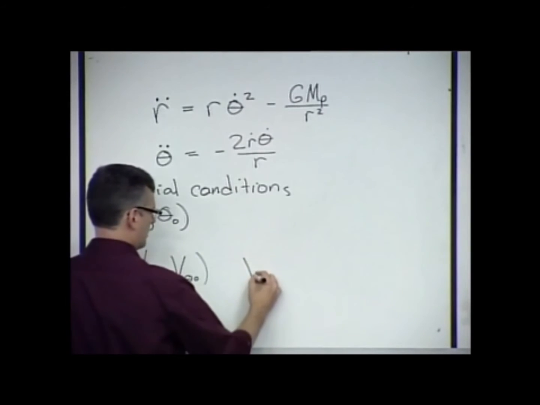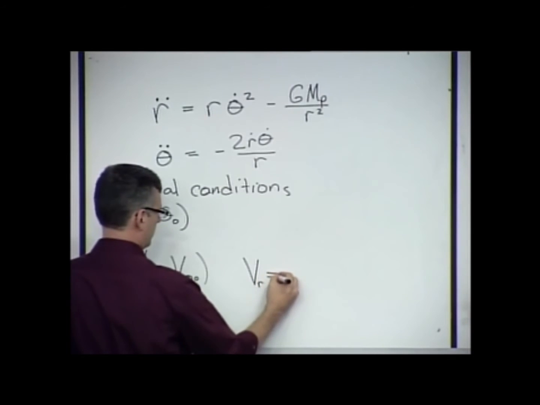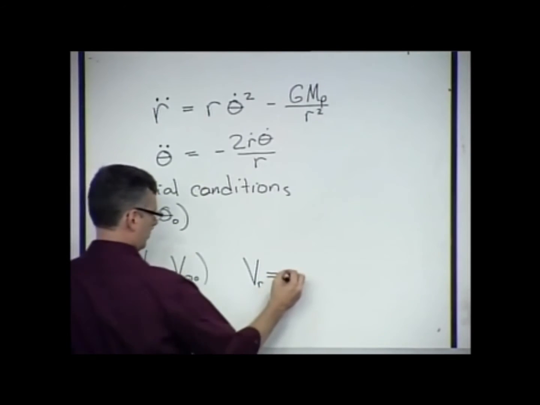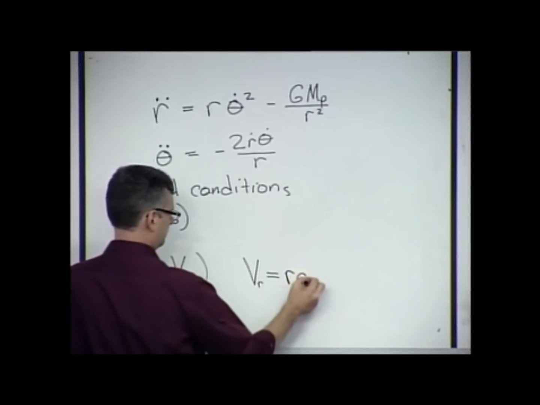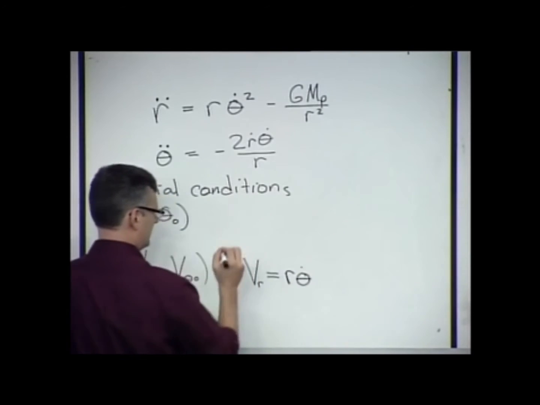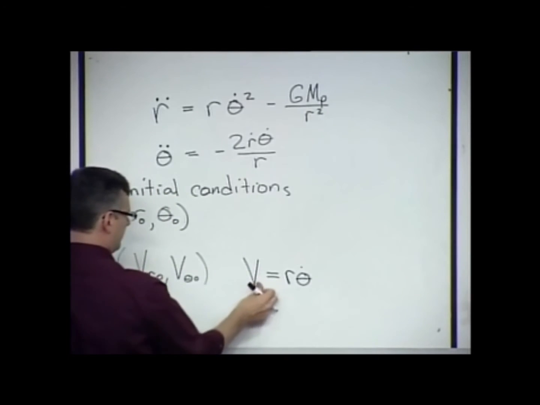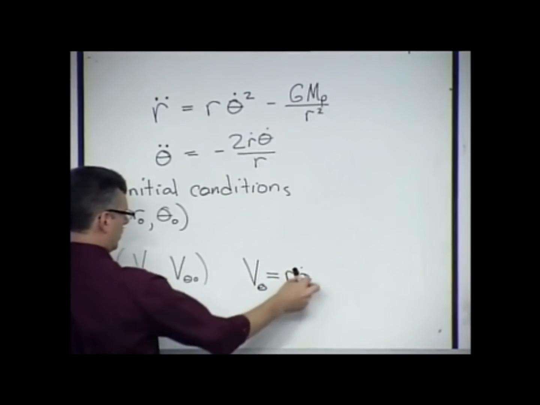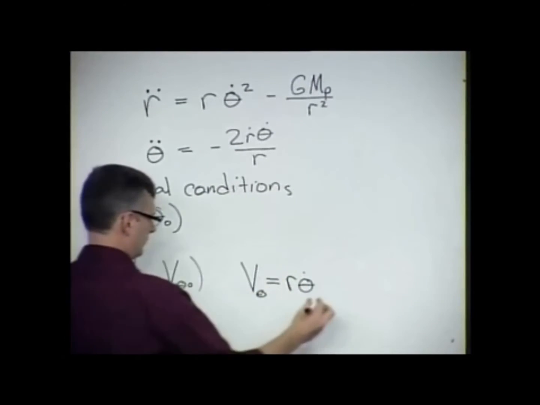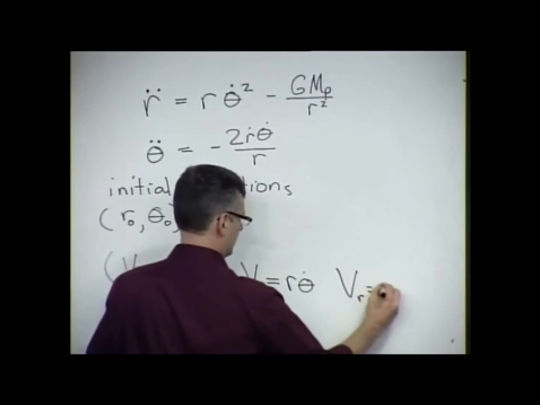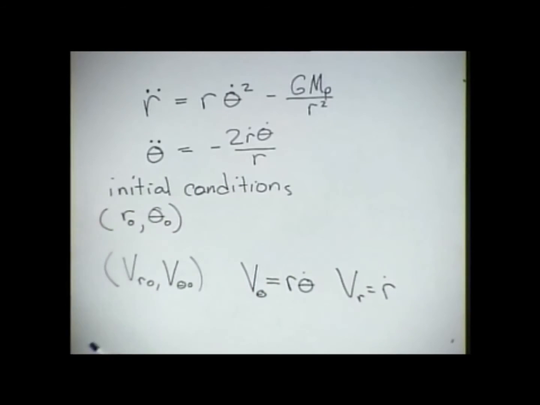And of course, we could also say Vr is equal to r times theta dot. Oh, excuse me, V theta is equal to r times theta dot. And Vr is really just equal to r dot in cylindrical coordinates.